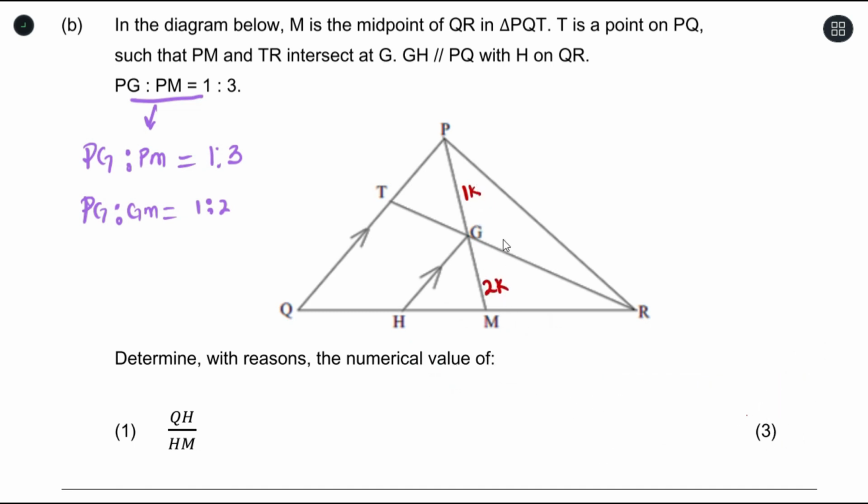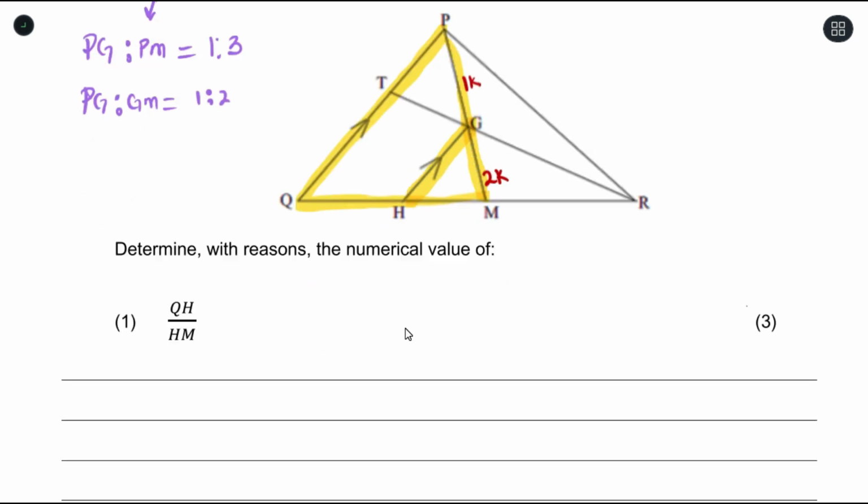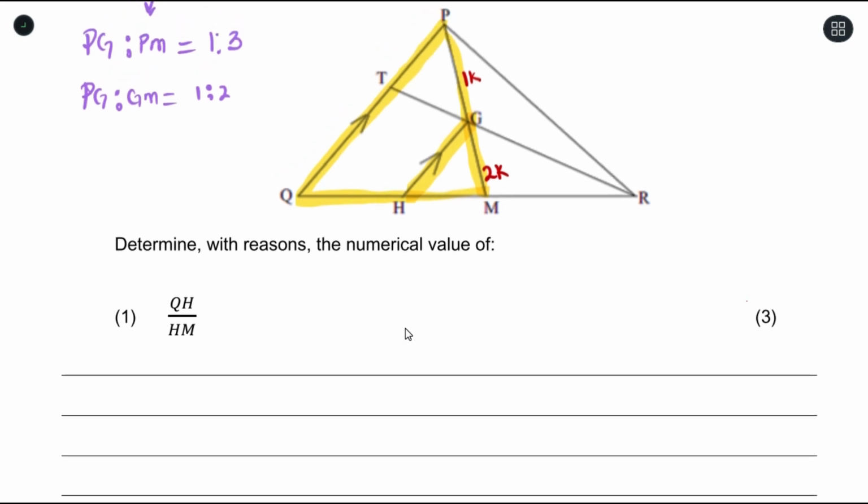Now I'm using variables next to my numbers because that's not the actual value, just the ratio of those two sides. Okay. Now the question is asking us QH and HM. So we're looking at QH and HM, and we just found out PG and GM. So the triangle we're actually focusing on is this one over here. Since this triangle has parallel lines, we would know that we have to use the proportionality theorem. Okay, so the focus here would be the triangle PQM.